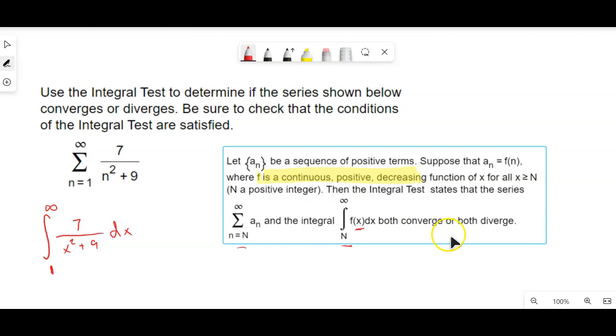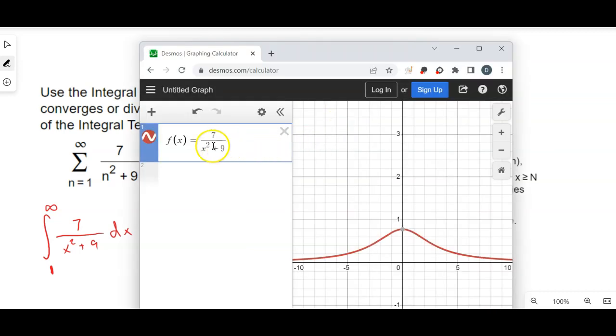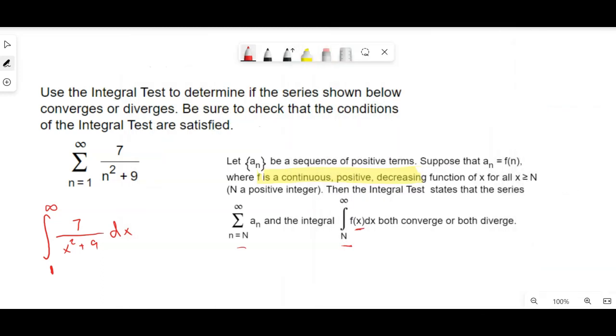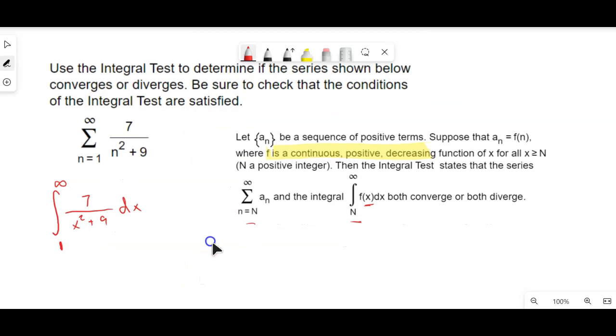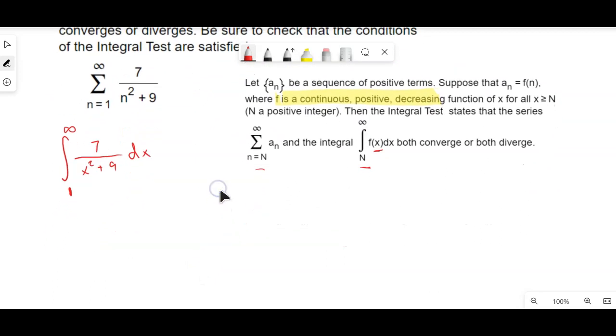Now when I look at the graph, there's the function. When I plug in 1, I am continuous. It's falling, meaning it's decreasing to infinity, and it's above the x-axis, so it's positive. So it meets all the criteria for the integral test. Make sure to check that the conditions are satisfied. It is positive, decreasing, and continuous, so we can use it.